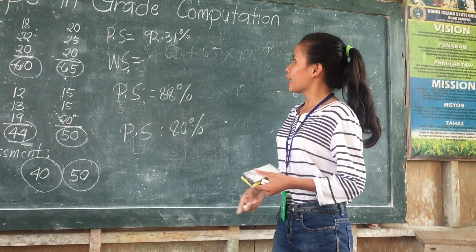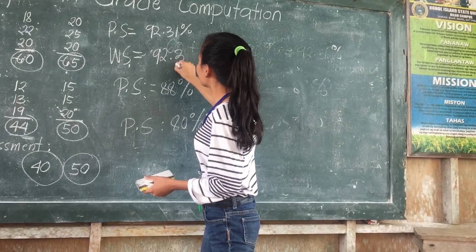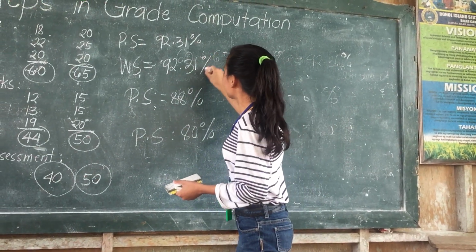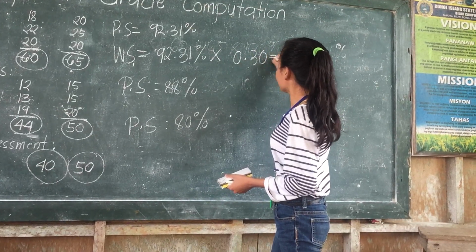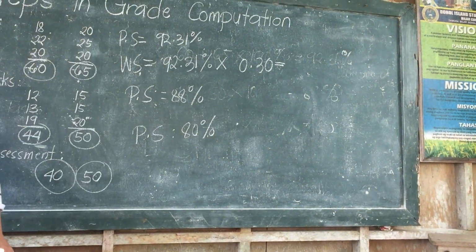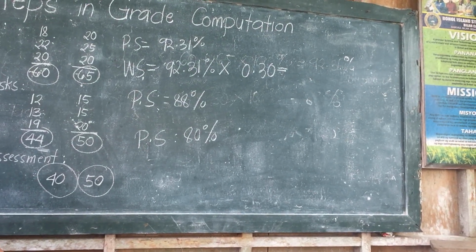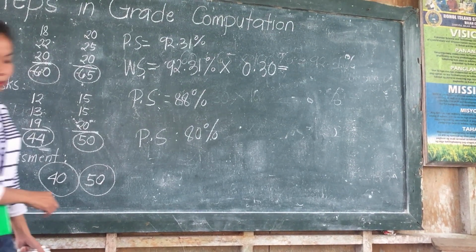For written works, we have to multiply 92.31% times 0.30. Okay, 92.31% times 0.30 equals 27.70%.